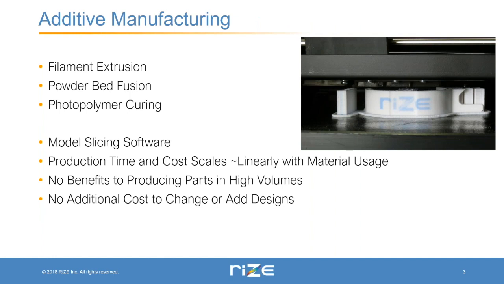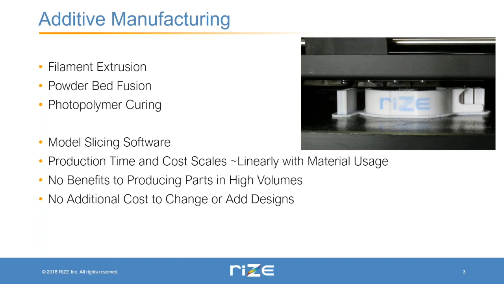So first, we'll look generally at additive manufacturing. A few of the most common technologies in additive manufacturing are filament extrusion, powder bed fusion, and photopolymer curing. I'll be primarily focusing on filament extrusion, which is the most common type of additive manufacturing and the type that's used by Rise. So there are a few different approaches to pre-processing.